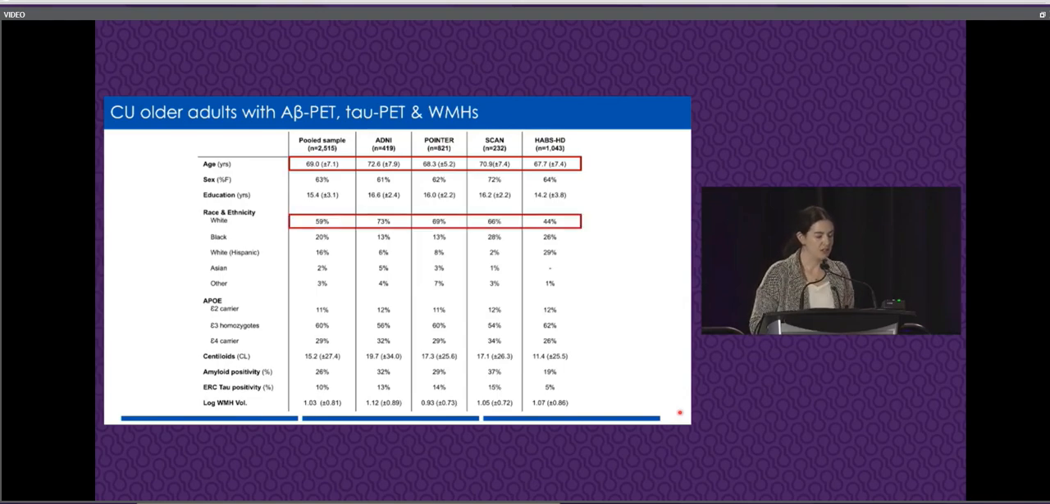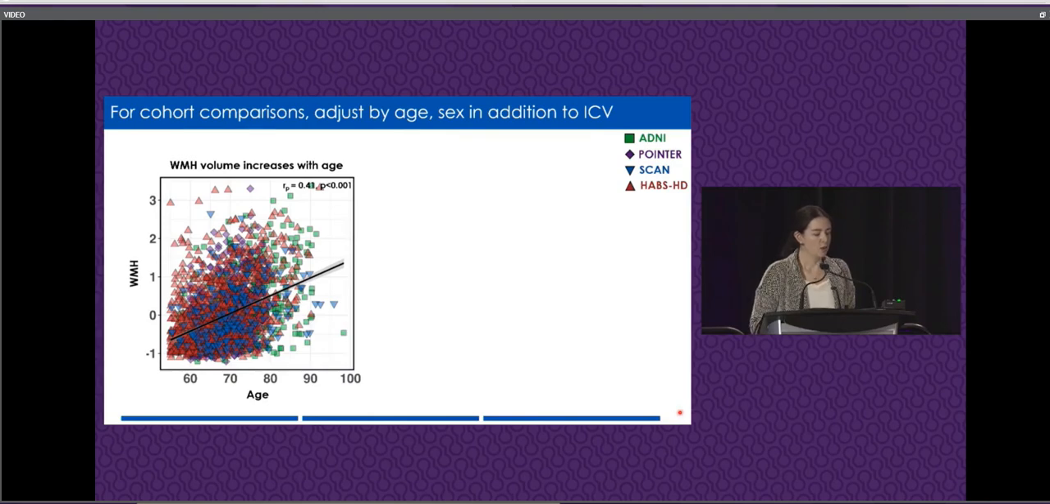In the pooled sample, 59% of participants are non-Hispanic white, but this varies considerably across the four cohorts. And also, I just want to point out this centiloids row and note that the ADNI cohort has the highest mean centiloids because this is going to be pertinent to some of the results I'll show you in a couple slides. White matter hyperintensity volume increases with age.